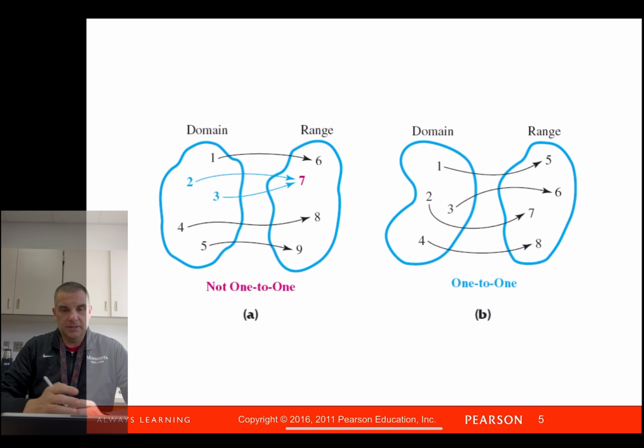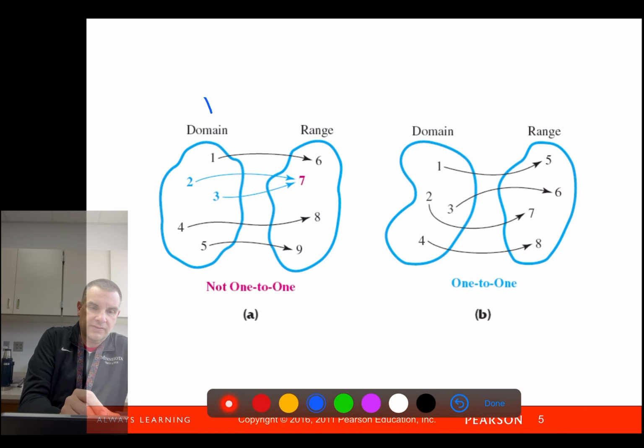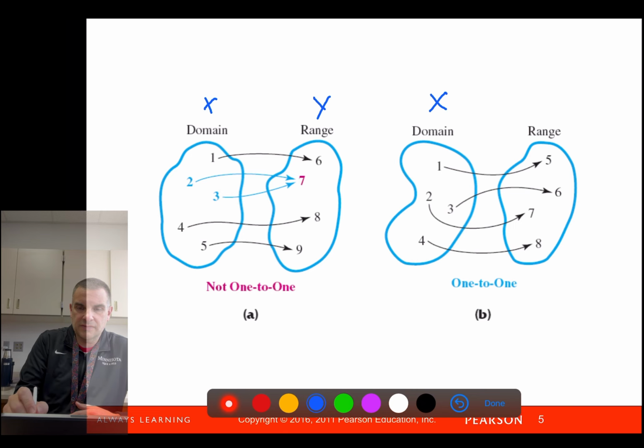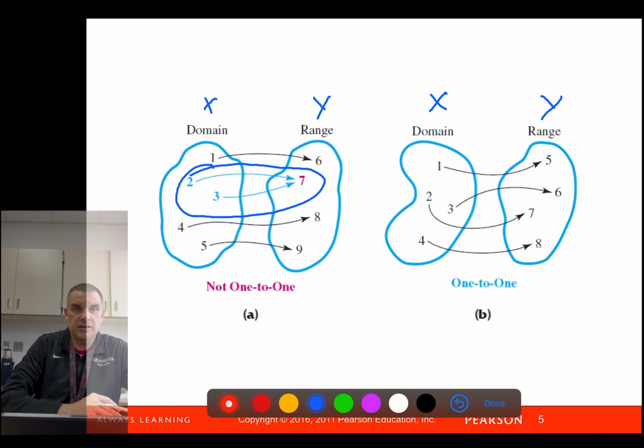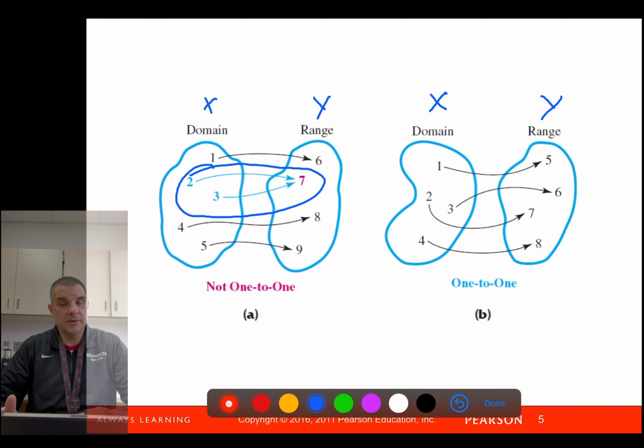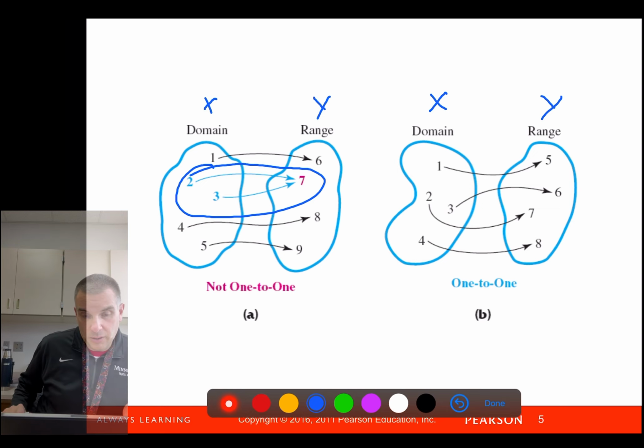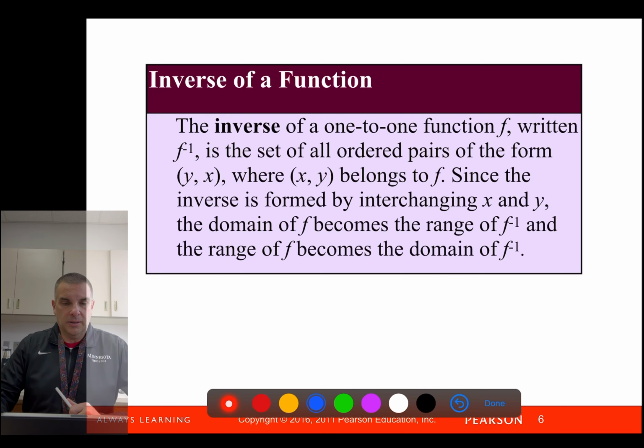So we've got this type of situation going on. If we look at the first one, it is not one-to-one. These are our x values, the domain, and these are our y values. We say 1 maps to 6, 2 maps to 7, and 3 maps to 7. Because this situation happens right here, where two x values go to the same y value, that makes it not a one-to-one function. If you look at the other one, you'll notice that each of the domain values goes to exactly one of the range values. So that makes that a one-to-one function. It can only go to one thing. It can't go to multiple things when we're talking about something being one-to-one.